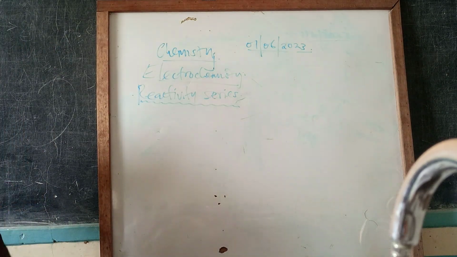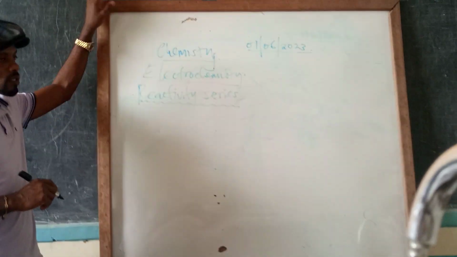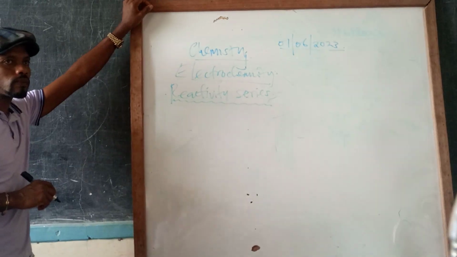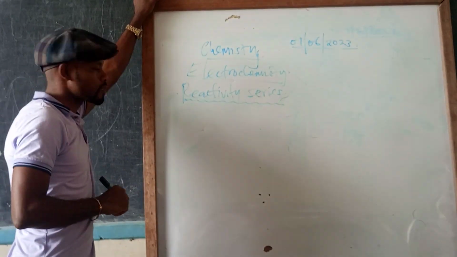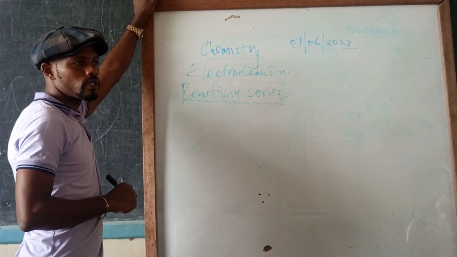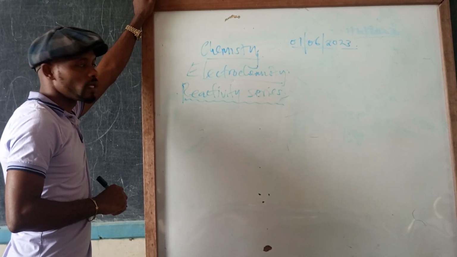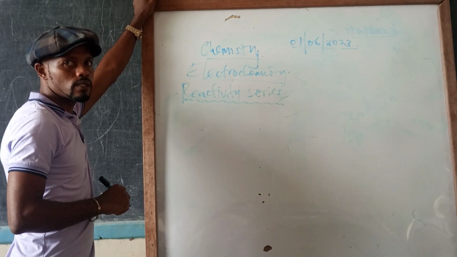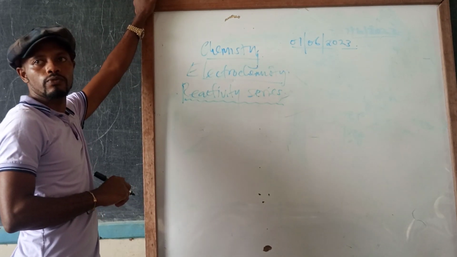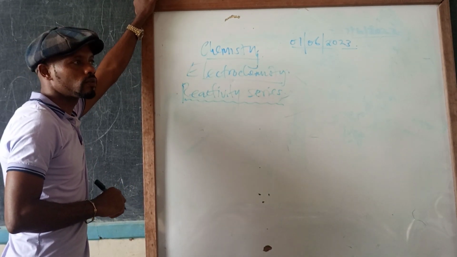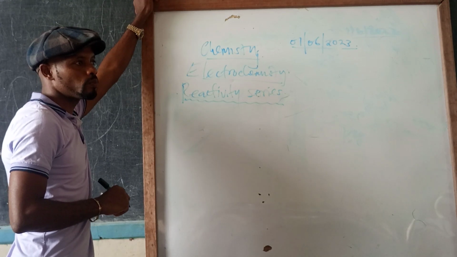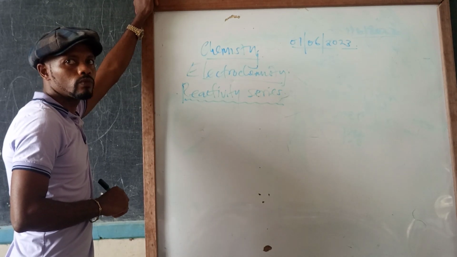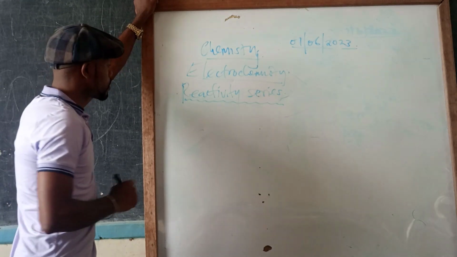I request you to give me the order of the reactivity series, how metals follow each other in terms of displacement reactions. So I need someone who is going to give us that series, how the metals follow each other in terms of decreasing reactivity from the top to the bottom.